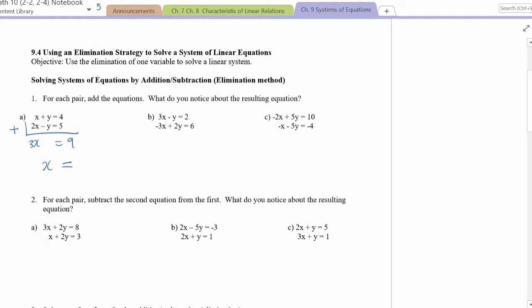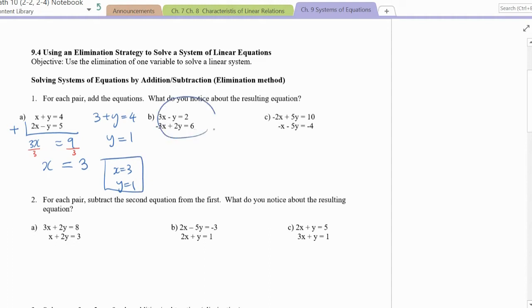What is the answer? We have to divide both sides by 3. Then the answer is 3. So x is 3. Okay, so when x is 3, what is y? We have to choose one of those two equations. So let's just choose the easier equation. This looks easy. So we're going to choose this equation, x plus y equals 4, and we're going to plug 3 into x. Then 3 plus y equals 4. Then what is y? We subtract 3 from both sides. Then y will be 4 minus 3, which is 1. So x is 3 and y is 1. So this is the answer, right?